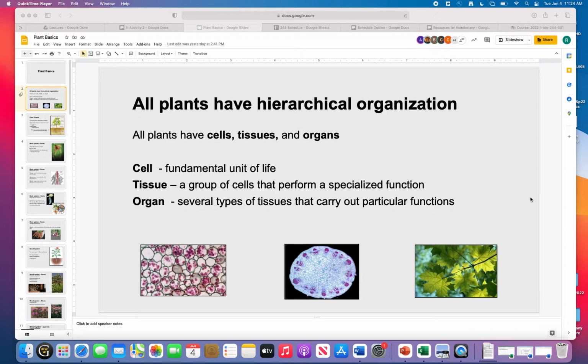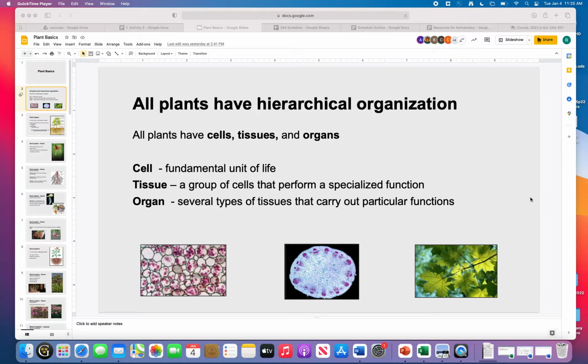Awesome. So like I said, we have this organization in plants here. Plants have cells, they have tissues, they have organs. It's not going to be the organs we might find in animals and humans, such as a stomach, for example. But they're going to have organs in a different sense.